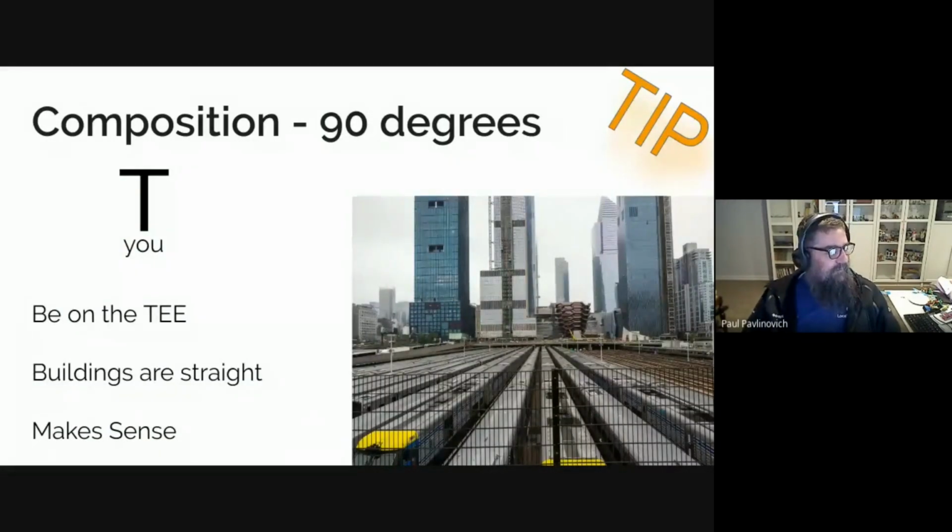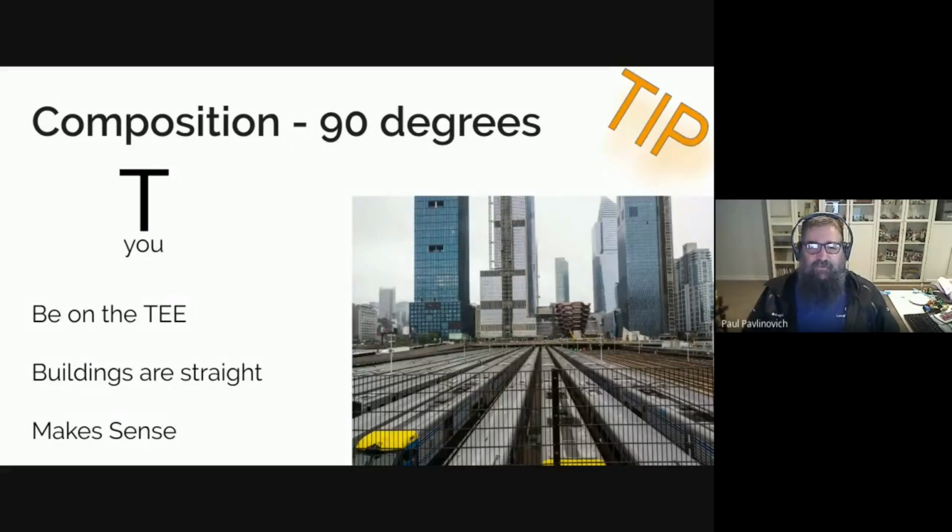Now, when we're talking about big buildings, if you're not at 90 degrees, then they get bent and they start to look a little bit wonky. So what I mean by being at 90 degrees, if you see just under the word composition on the slide, there's a great big T. If you're standing at the end of that T, you're at 90 degrees to the things that you're taking pictures of. So you're square on is another way of saying it.